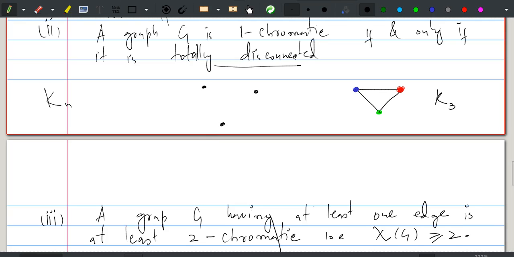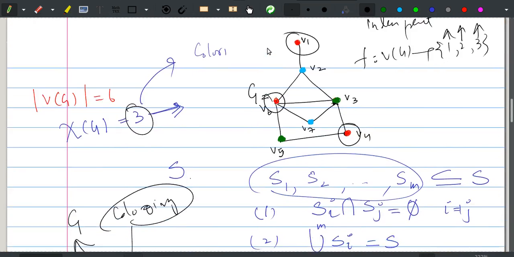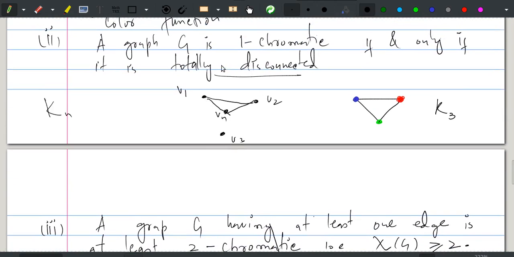So this is the graph K4 with vertices v1, v2, v3, v4. There is an edge between any two distinct vertices. So if we look at v1, v2, we have an edge; v2, v3; v1, v4; v1, v3; and finally from v4, v3.